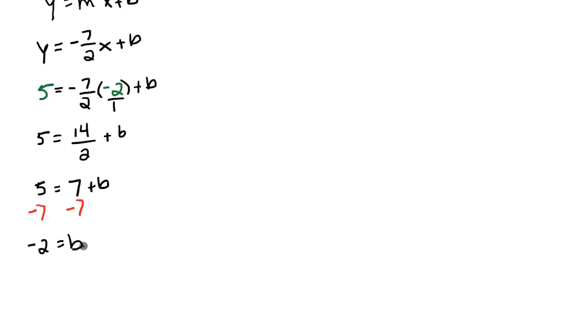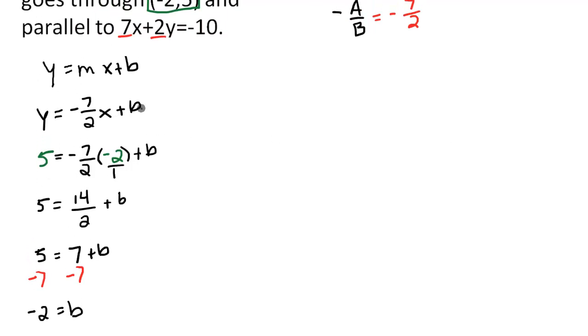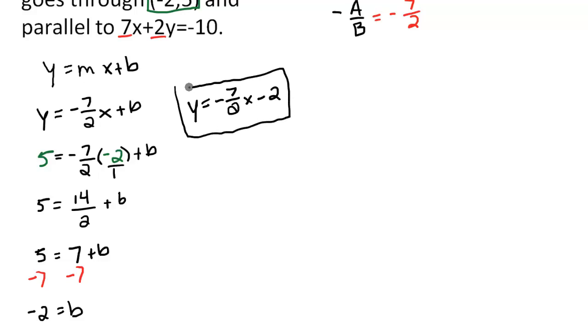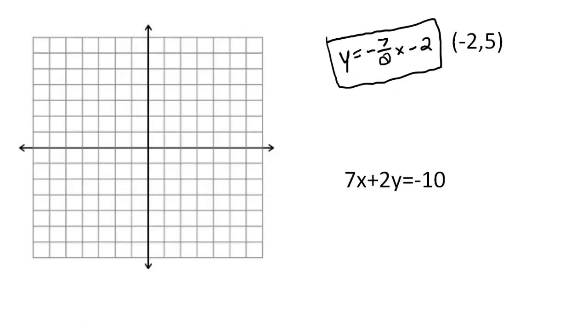And now we can go back up to our screen up top and plug in negative 2 for b right here. So y is going to equal negative 7 over 2 x, and then our b is negative 2. So this is going to be the line that is parallel to this line, but also goes through (-2, 5). Now you don't have to do this part, but I'm going to go ahead and graph everything so you see what it looks like.